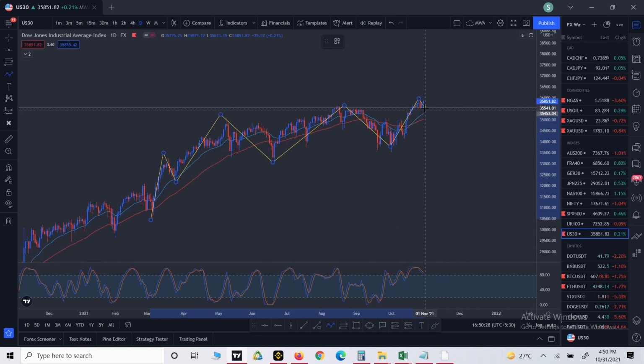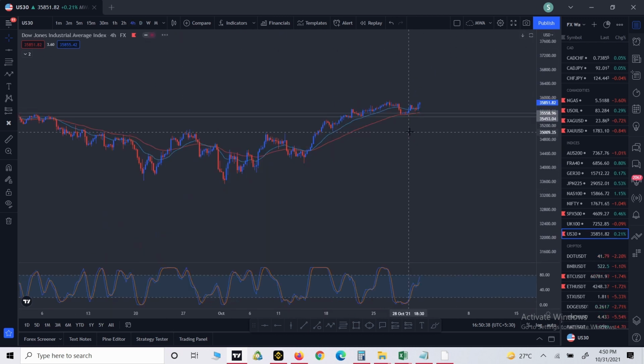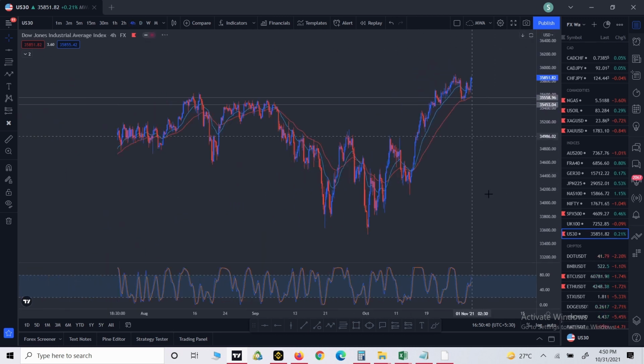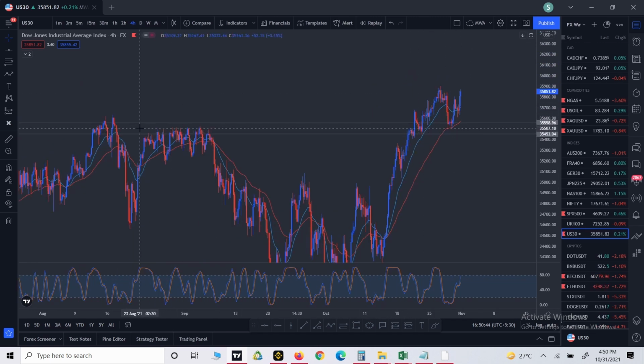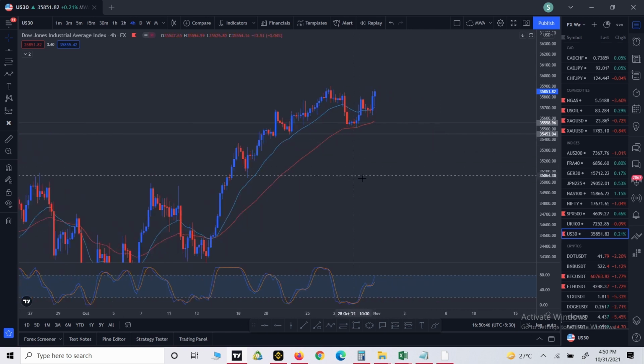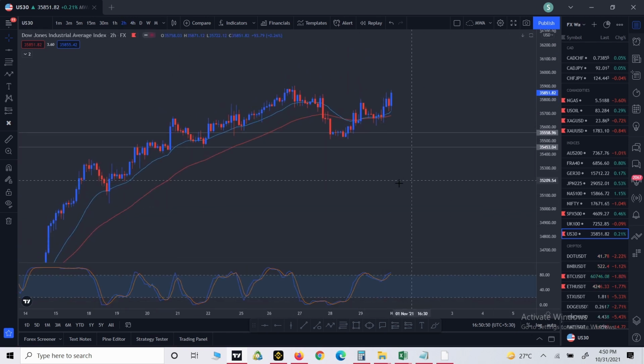Now, same as the S&P 500, here also the price retested the recent broken zone on the lower time frame. Let me tell you what could have been done here as well. As we can see on the 4-hour time frame, what happened? The price retested this recent broken zone. So let's see if we could have found any kind of trade here or not.